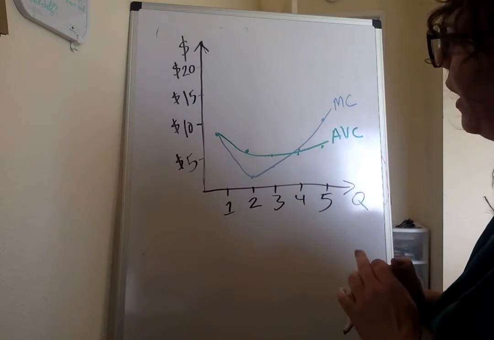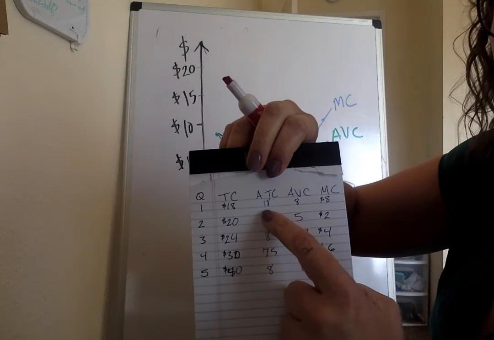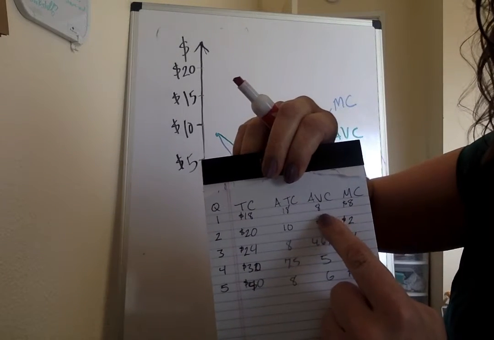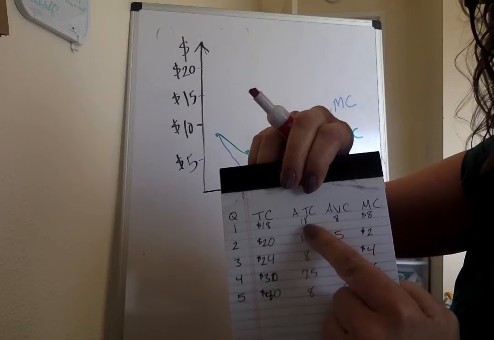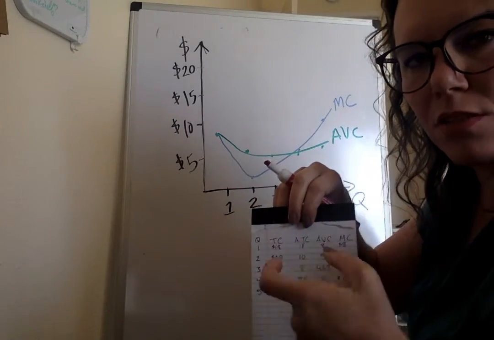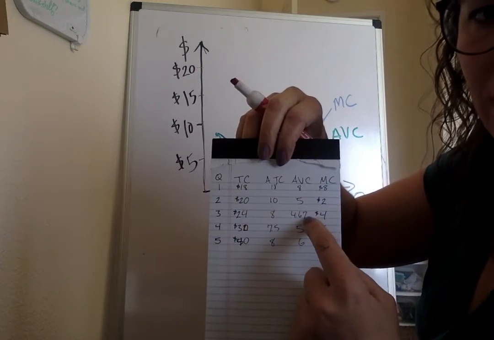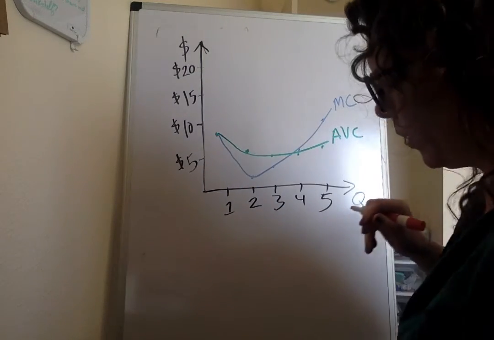That one starts out really high, and that's because, remember, if our average total cost is $18 and our average variable cost is $8, the difference between those two is the $10 of fixed costs. And then as those fixed costs fall, average total cost is going to get closer to average variable cost, and you'll see that graphically when we go through.